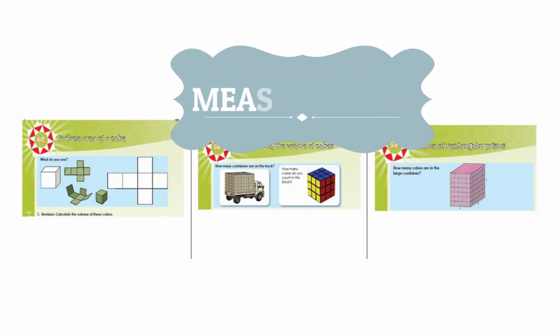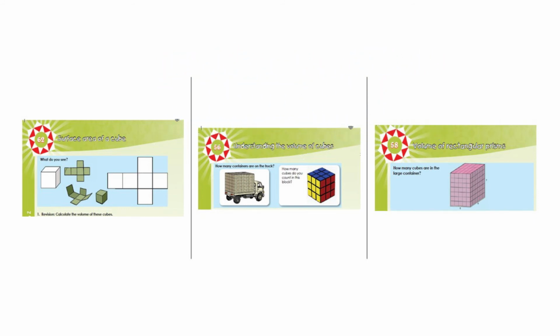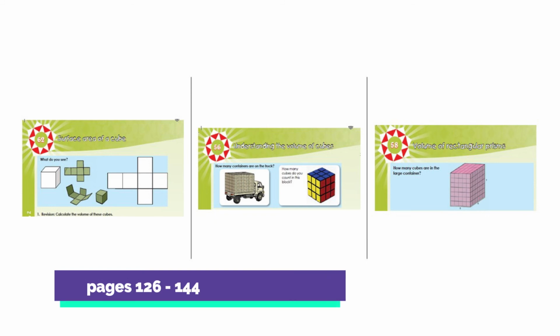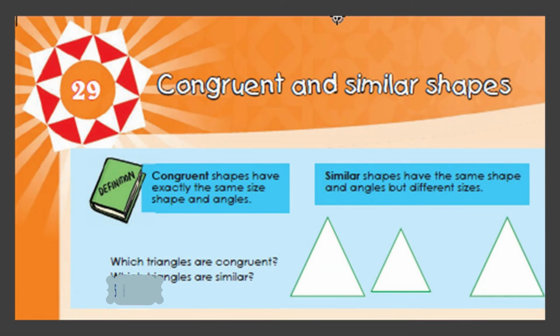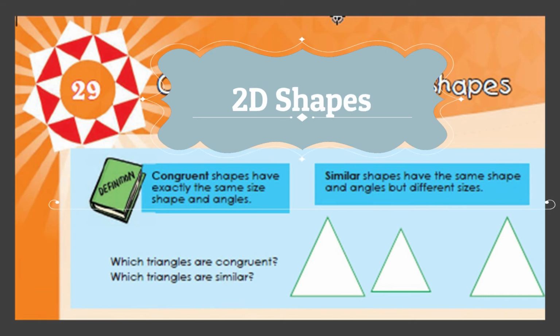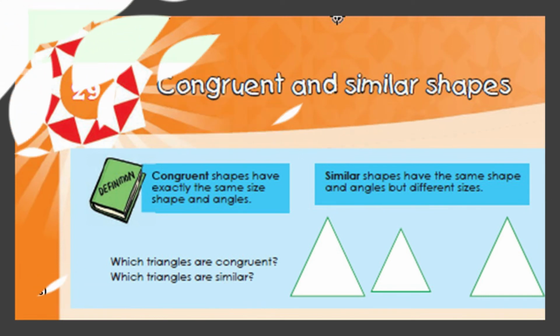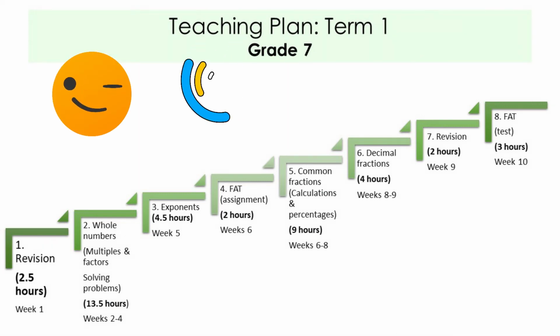Regarding measurement, the Grade 7s deal with time, temperature, length, mass and capacity. This work is covered in the revision pages as well as pages 126 to 144. Grade 7s will work with volume of cubes and prisms. In addition, measurement for the Grade 7s include working with time, temperature, length, mass and capacity. Exercises on 2D objects are found from page 58 to 72. These shapes include triangles, polygons and circles. Remember to refer back to the revised teaching plan for the Grade 7s in terms of topics that should be covered in Term 1.